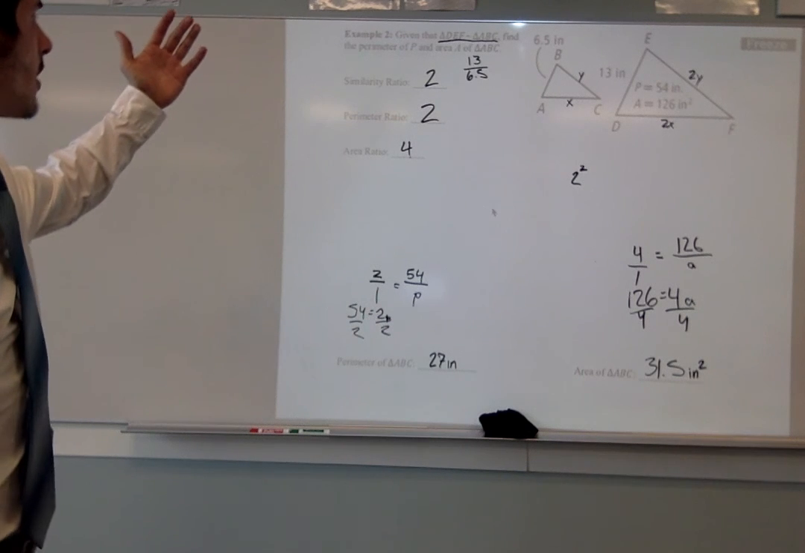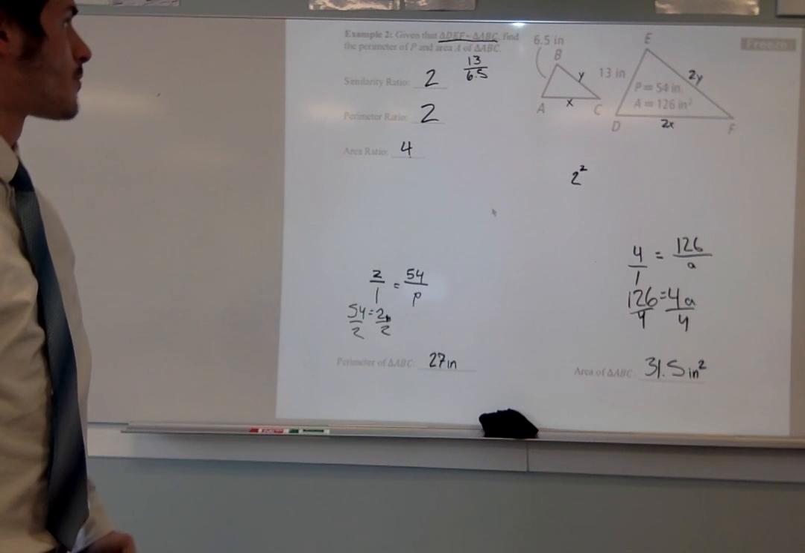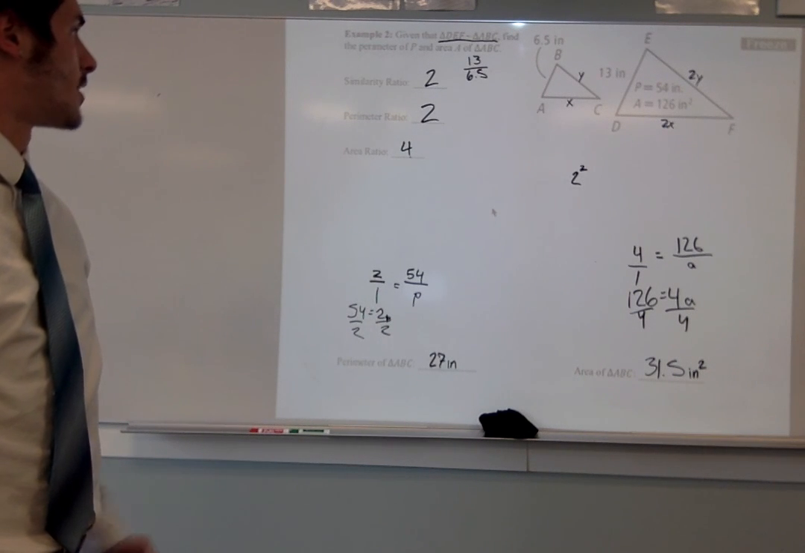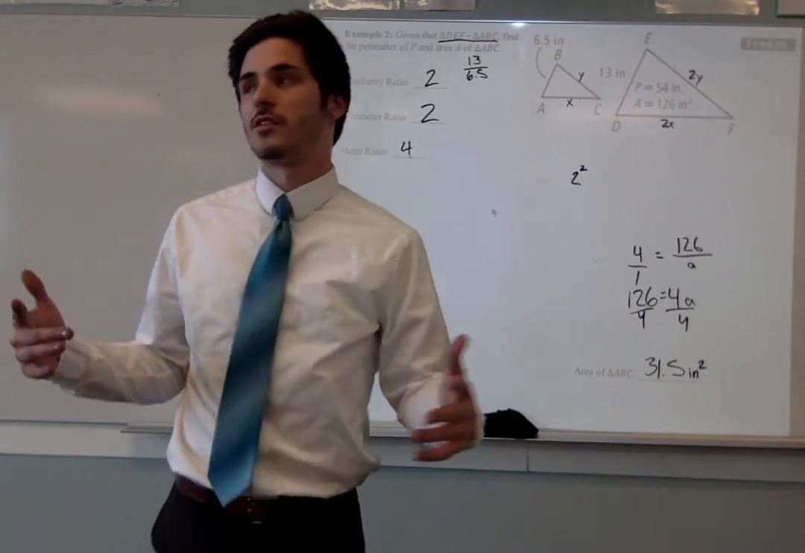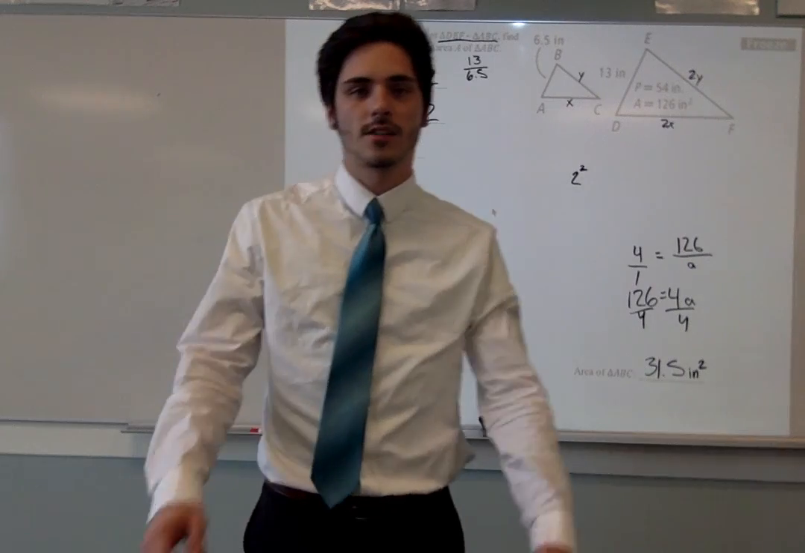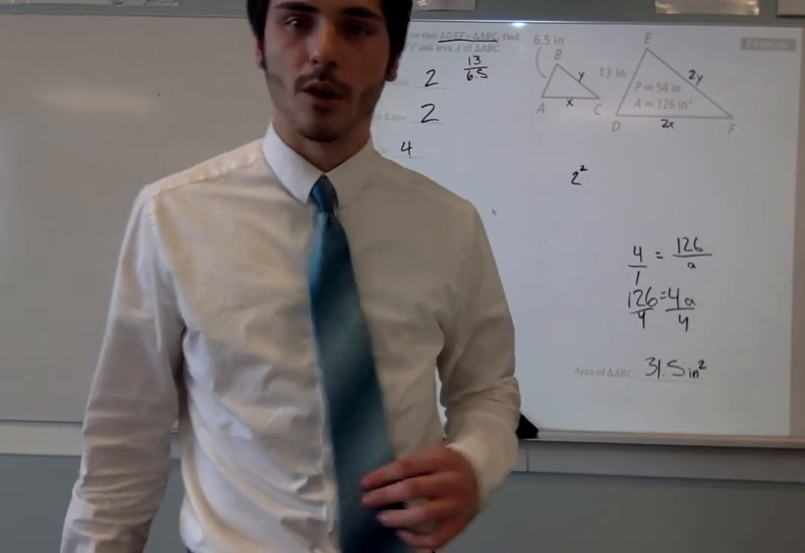And so here's how we find perimeters and areas based on similarity, perimeter, and area ratios. If you have any questions on this, we'll definitely go over it in class next time. But I'll see you then.